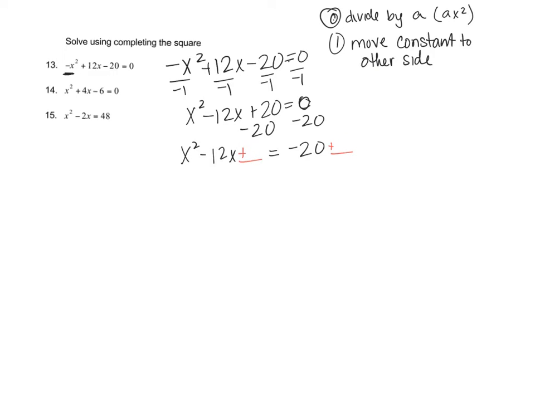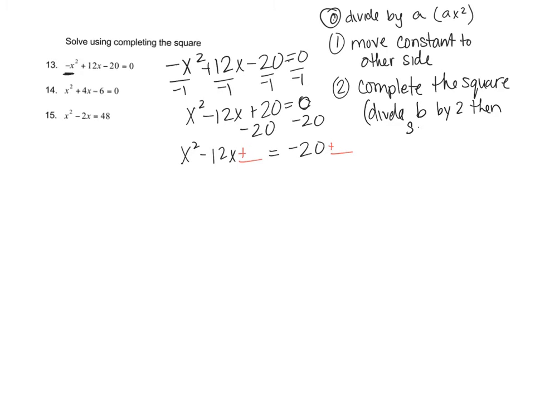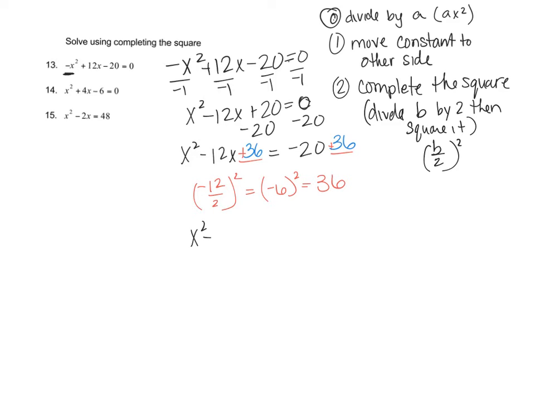So to complete the square, that's step 2, we're going to divide the b by 2, then square it. B over 2 squared. So that b is negative 12, divided by 2 and squared. That's negative 6 squared, which is positive 36. So we're going to add 36 to both sides of the equation. And I get x squared minus 12x plus 36 equals positive 16. Negative 20 plus 36 is 16.